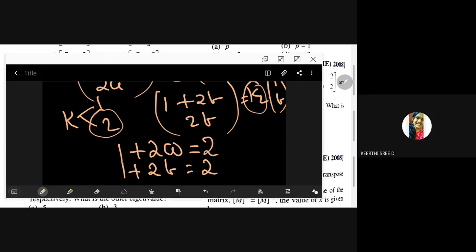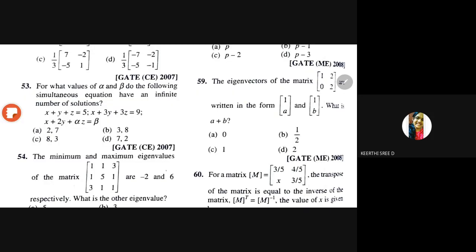So you have a is equal to 1 by 2, b is equal to 1 by 2. So a plus b is 1. Okay. A plus B is 1. Right. A plus B is 1.